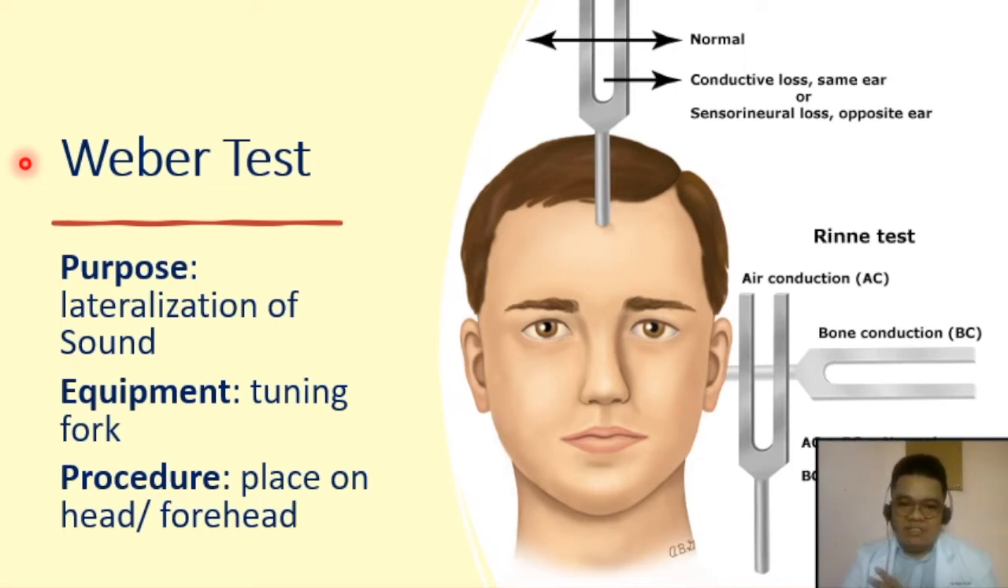On the other hand, your sensory neural hearing loss is caused by nerve damage. So class, if your patient has nerve damage, he will be hearing well on the unaffected ear when it comes to your Weber test. He will be hearing better on the unaffected ear when it comes to your Weber test.